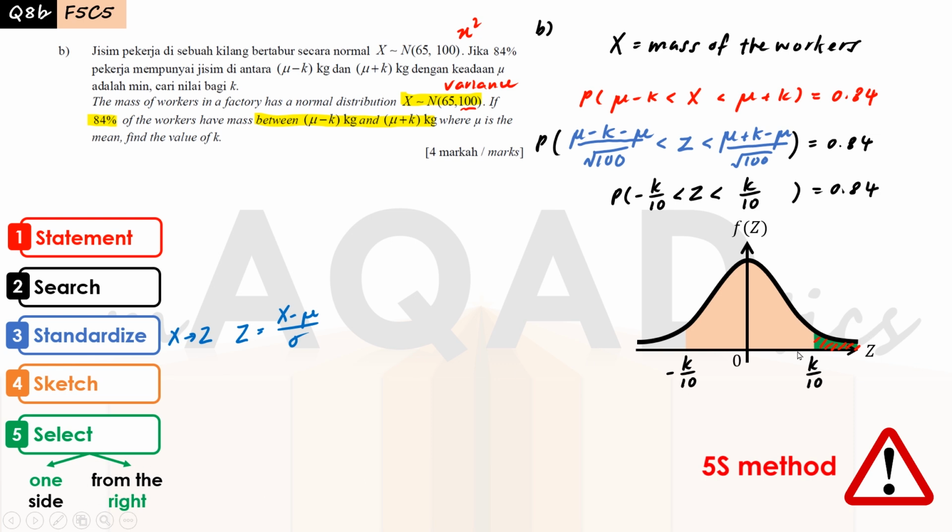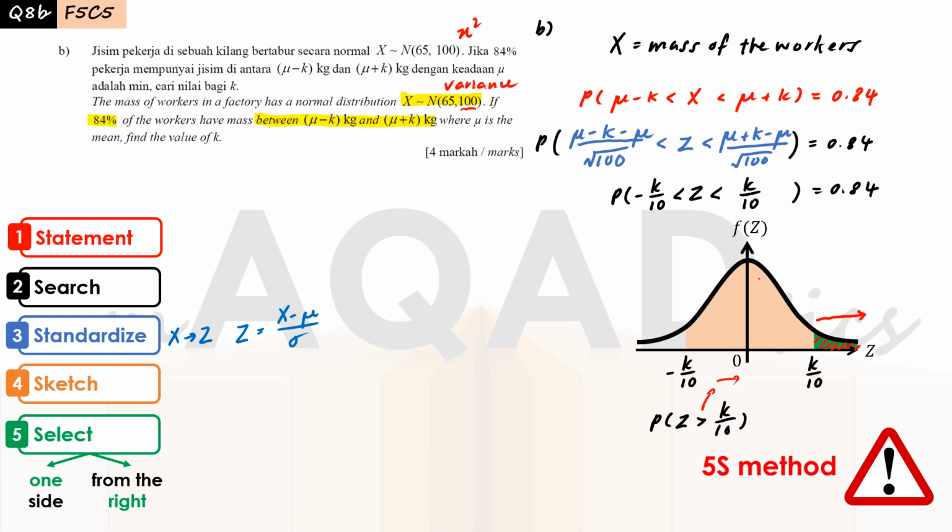Okay, so according to the green area here, we are going to write out a probability statement. Here you can see this area sketches to the right side, so we can write it this way: probability where z is greater than k over 10. Greater than, because greater than looks like an arrow going to the right side, and this is going to the right, so we put greater than here.